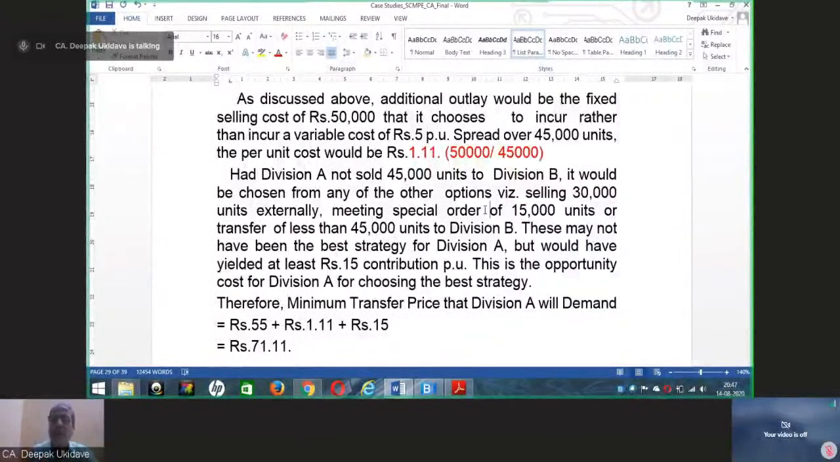हम लोगों ने दो चीज already find out की है. We have calculated marginal cost that is given in the question, and that is 55 rupees. Minimum transfer price that division A will demand is variable cost or marginal cost 55, that we have already understood, that is given in the question. Then 1.11 we have already calculated, just now, that is 50,000 fixed selling cost over 45,000. Now the important question is calculation of this. So I am putting a circle over this. This is what we are deliberating now.